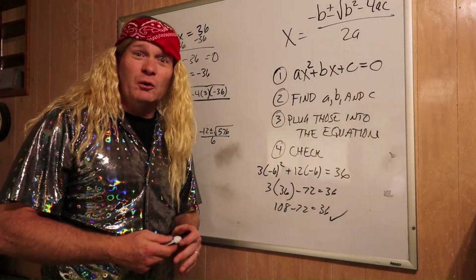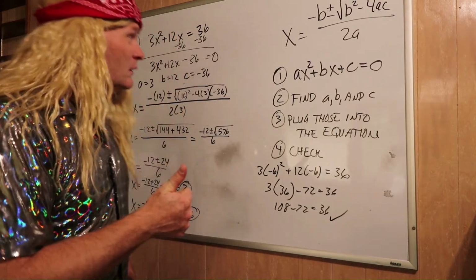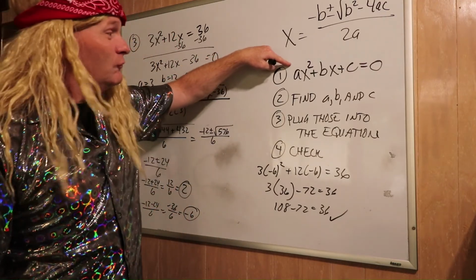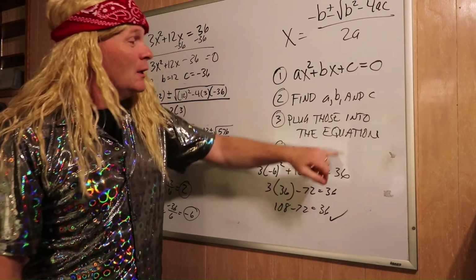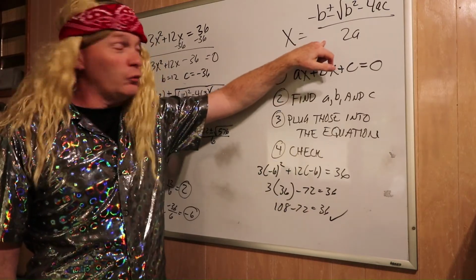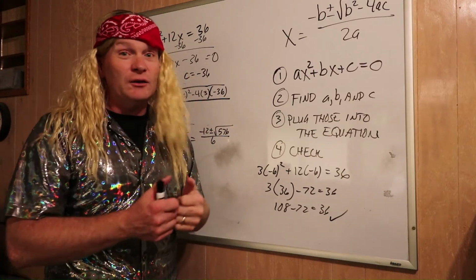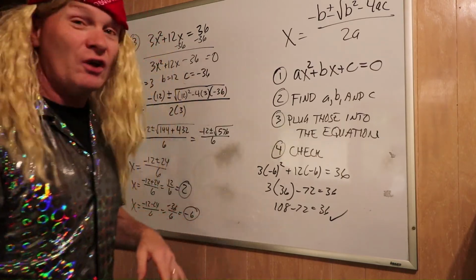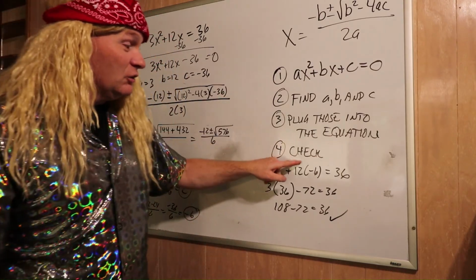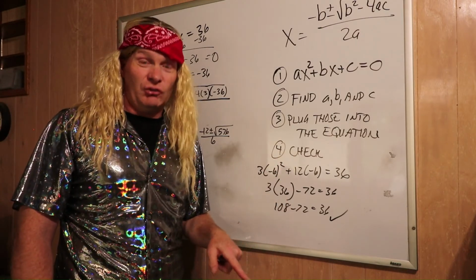That's all there is to it, rockers. Okay? Make sure it's in standard form. Find a, b, and c. Plug them into this big old gross equation. And then simplify it as much as you can. If you try and do it on the calculator, you're going to confuse yourself. I promise, okay? And then check your answers. That's the only way to make sure you got it.